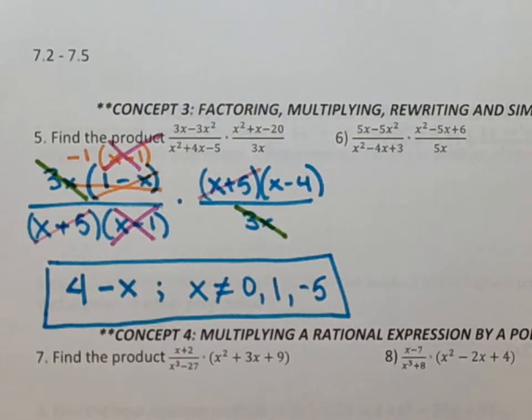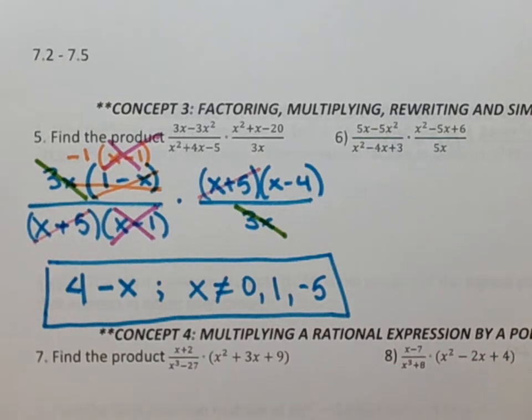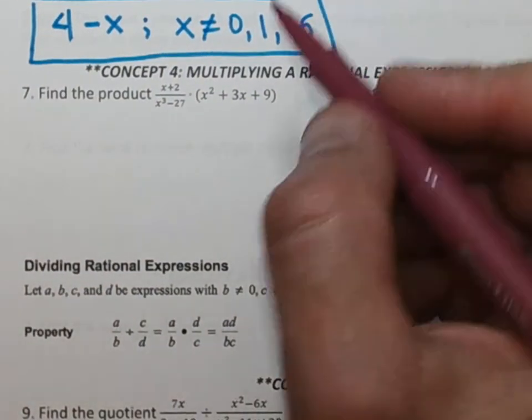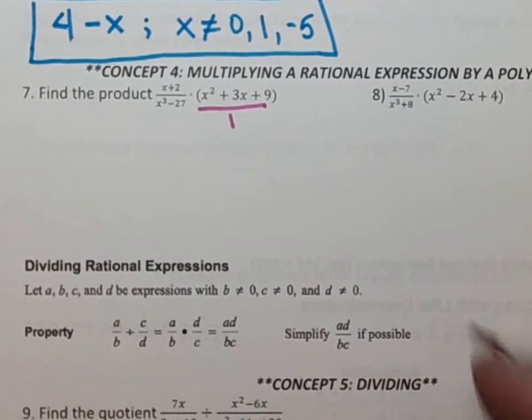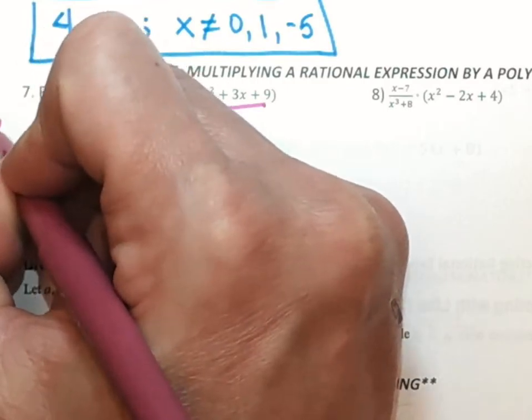Alright guys, I'm going to keep on going. Multiplying rational expressions by a polynomial, it's the same thing basically, right? Exact same thing going on here, except this has a denominator of 1, right? So what I'm going to do is factor here. x plus 2 does not factor.